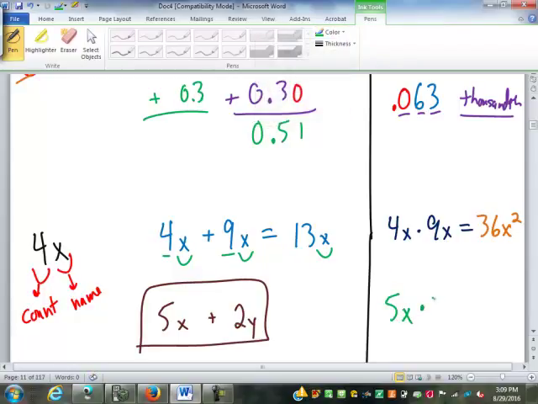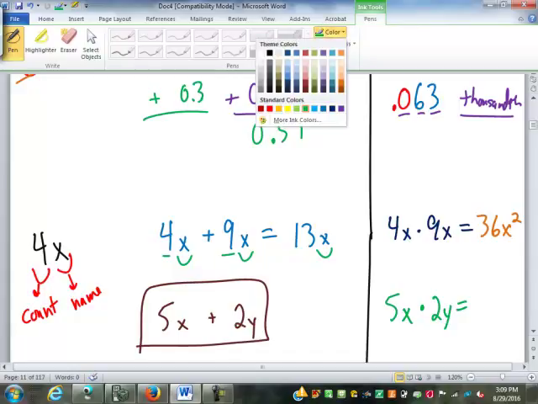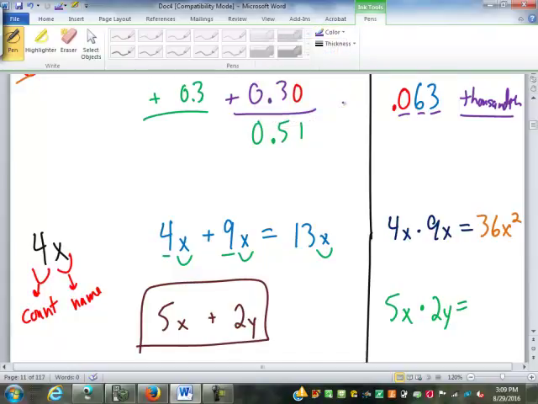If I have 5x times 2y, can I combine those? Yeah, when I multiply, I don't have to have the same name. So I'm going to combine the counts. 5 times 2 makes 10. And then just like feet times pounds became foot pounds, x times y becomes xy. Any questions?